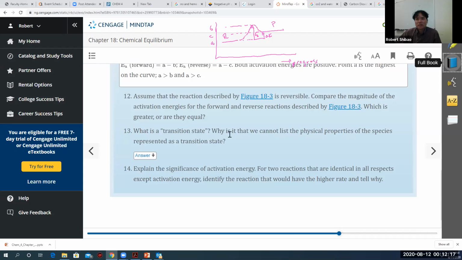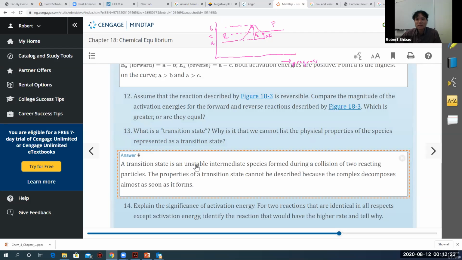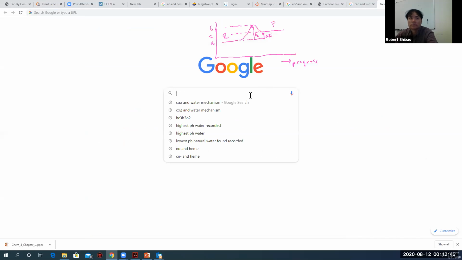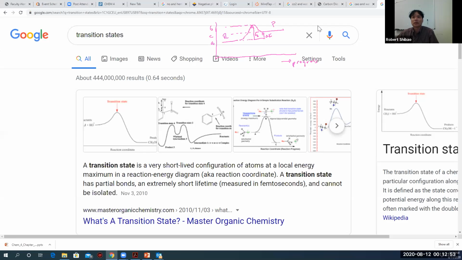Well, what is the transition state? Why is it that we cannot list the physical properties? The transition state is only a transitory state. It's not something you can capture and study. It's a state where bonds are breaking and bonds are forming, the middle of transitioning from the reactants to the products. Spartan does transition states, so you can make them and then study them that way, but you can't capture them to study them in an isolated way.